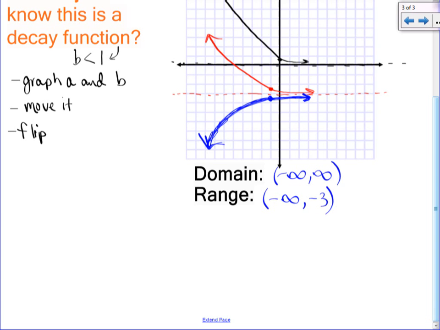Questions? Good question. So this dot right here is at negative 3.5, but it's going to continue to creep up and up and up towards that 3. So that's going to be your cutoff point that it's getting closer to. Other questions?